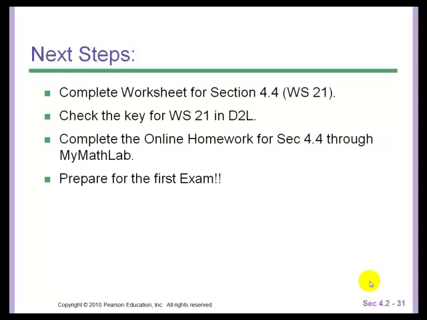Please finish the worksheet for section 4.4, then check the key or come to class, then finish the online homework for section 4.4, and then prepare for our first exam. Our first exam is our next thing. It is a large chunk of your grade. For many of you, passing this class depends upon passing this exam. In fact, for all of you, passing this class depends on passing this exam.